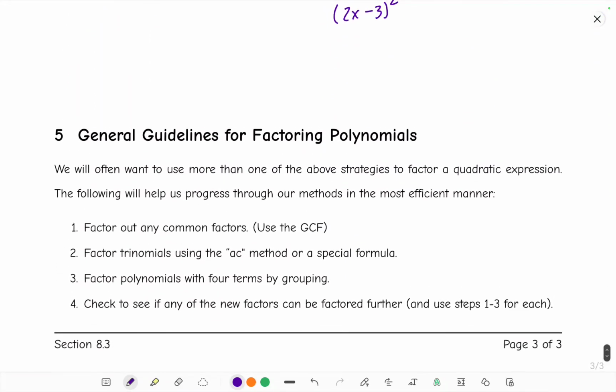General guidelines for factoring polynomials. We will often want to use more than one of the above strategies to factor a quadratic expression. The following will help us progress through our methods in the most efficient manner. Factor out any common factors. Use the GCF. Factor trinomials using the AC method or a special formula. Factor polynomials with 4 or more terms by grouping. Check to see if any of the new factors can be factored further and use steps 1 through 3 for each. And that is it for section 8.3.